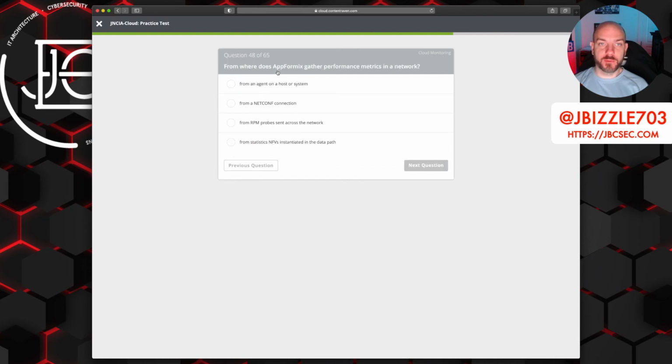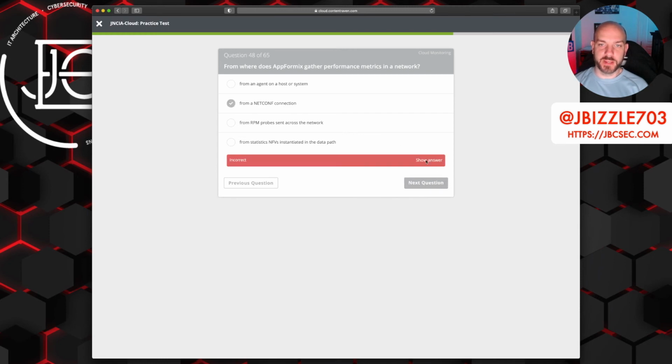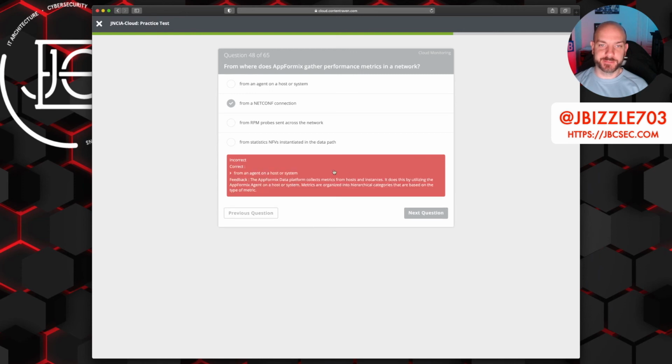Where does AppFormix gather performance metrics in a network? From an agent on a host or system, from a netconf connection, from RPM probes, and from statistical NVS. Let's go with a netconf connection. Is it going to be an agent? Yeah, okay.